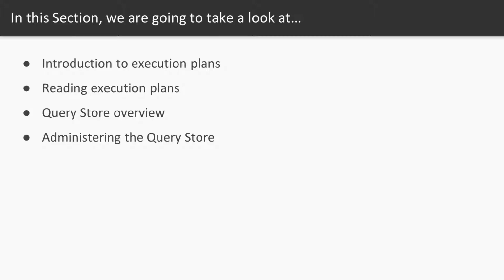In this section, we'll start by talking about execution plans. We'll look at how they're used in SQL Server and what they actually mean, how we can save them, and then we'll talk in a little more detail about how we can read execution plans and use those to improve the performance of our database server. Next, we'll talk about the query store, which is a brand new feature in SQL Server 2016. We'll look at an overview, and then we'll go into more depth on how we administer the query store.